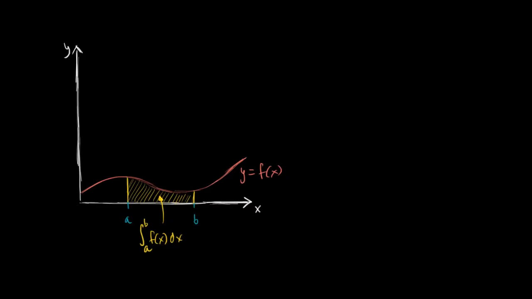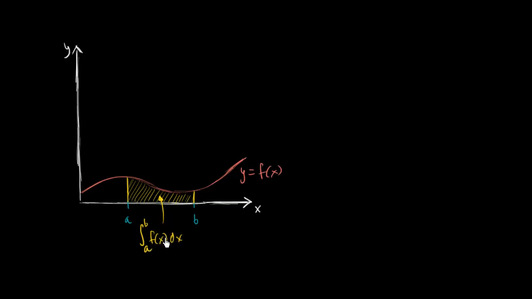We've already seen, and you're probably getting tired of me pointing it out repeatedly, that this yellow area right over here, this area under the curve y is equal to f of x and above the x-axis, between x equals a and x equals b, we can denote as a definite integral from a to b of f of x dx.